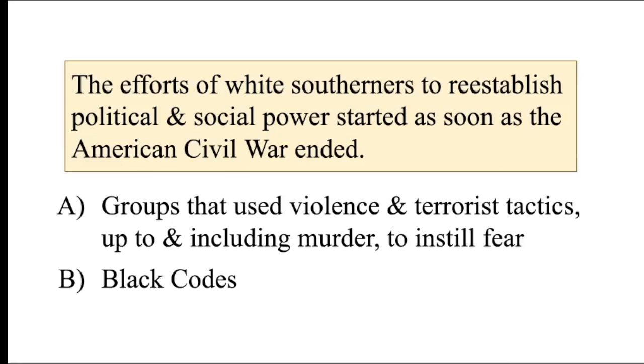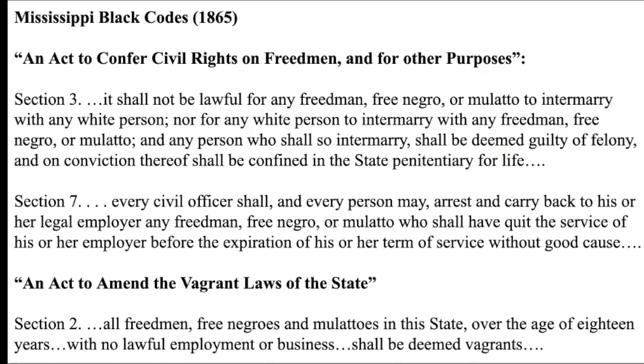The other method used to reestablish white power in the South was to pass laws called Black Codes. Black codes varied a bit from state to state, but basically they made it impossible for Black people to move from place to place, to start businesses or own land, and even in the case of vagrancy laws, to sit down and rest. This sounds extreme because it was extreme.